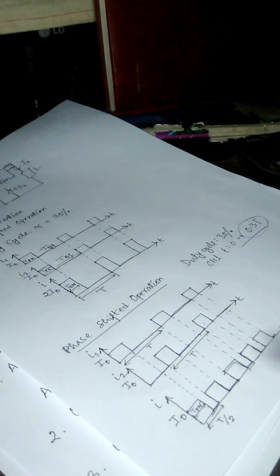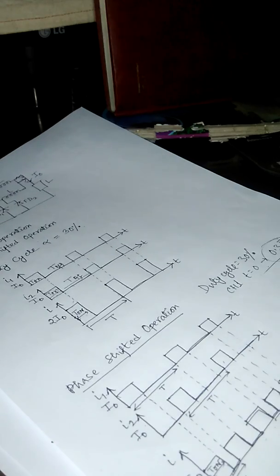It is obvious that here the input current frequency is going to be doubled. The frequency is going to be doubled here. So as the input current frequency is doubled, the size of the filter circuit for this type of chopper is going to be less. And for this reason, phase shifted operation of choppers is very much preferred.